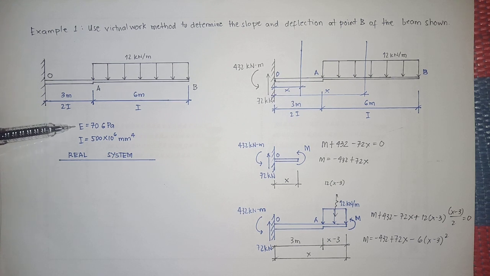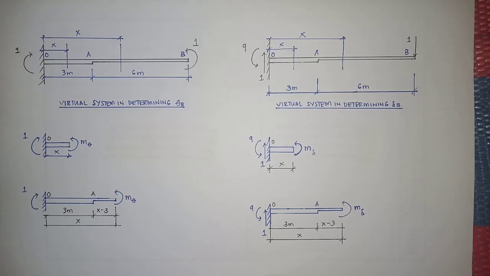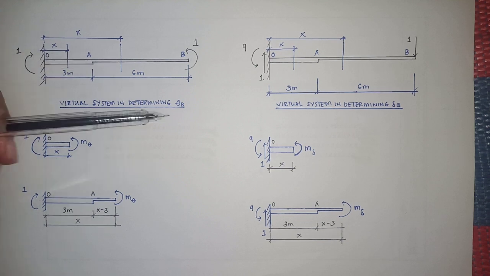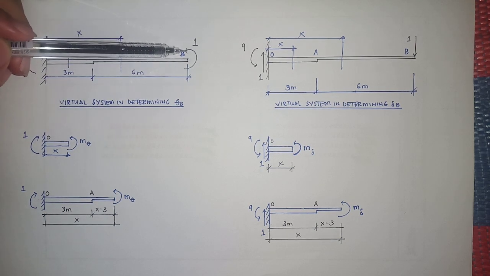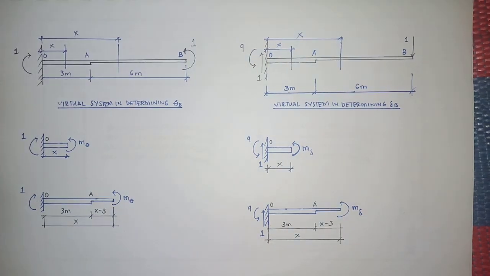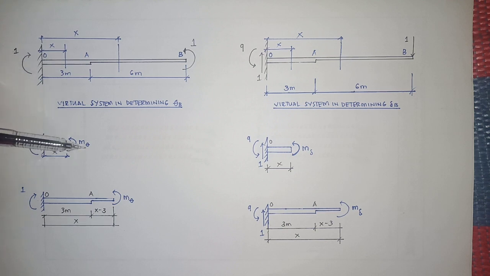Okay, take note that our moment of inertia is 500 times 10 raised to 6 millimeters to the 4th power and modulus of elasticity 70 gigapascals. Punta tayo ron sa virtual system. Since dalawa yung pinapahanap sa atin, slope and deflection at point B, unahin natin yung dito sa slope. So, naglagay tayo ng unit couple or unit moment dito sa point B, counterclockwise. So, 1. So, ang reaction dito is clockwise na 1. Medyo obvious naman yon. So, nilagyan ko lang ng subscript na theta to determine that this is for the slope.